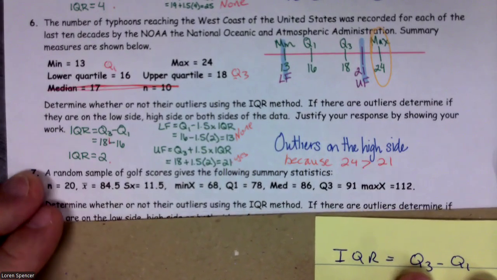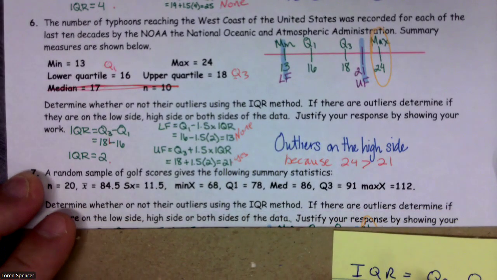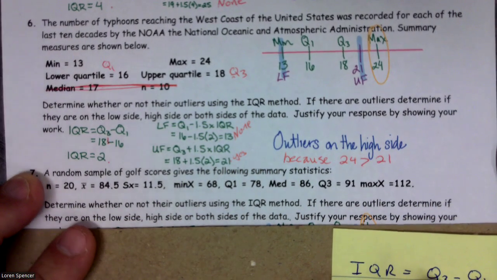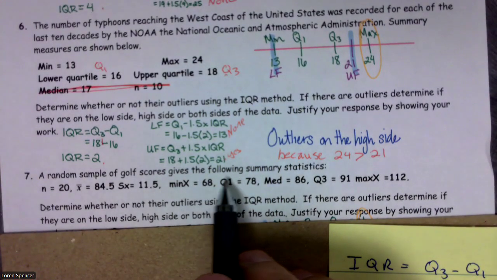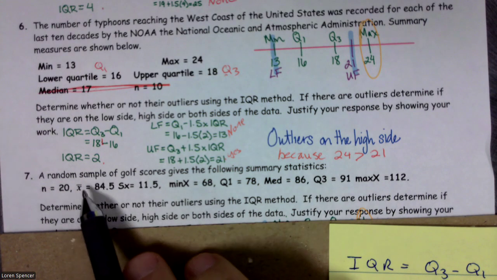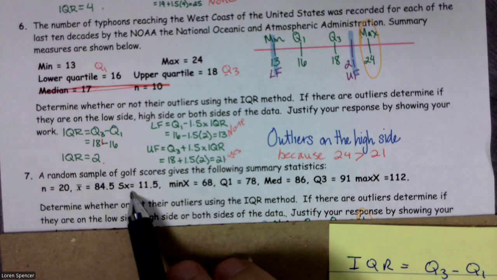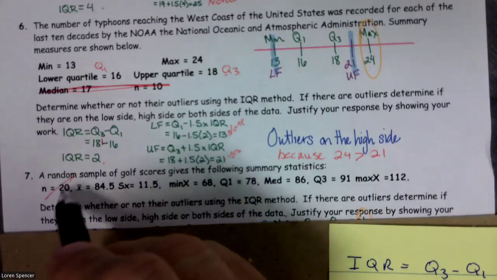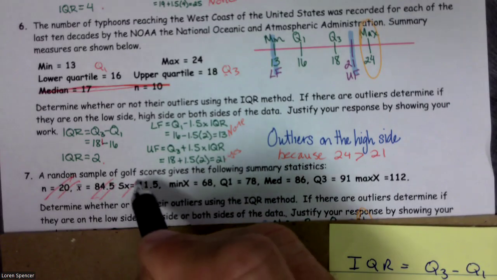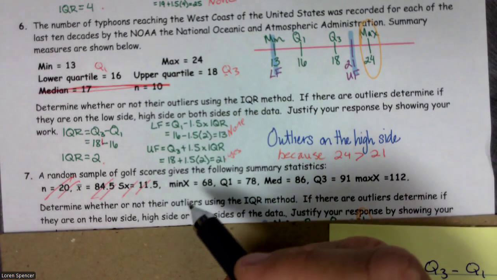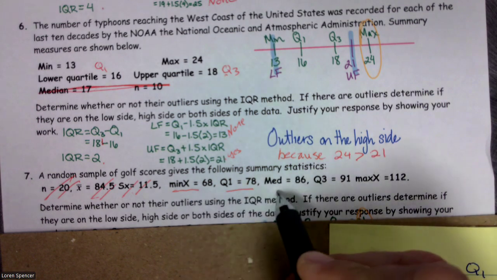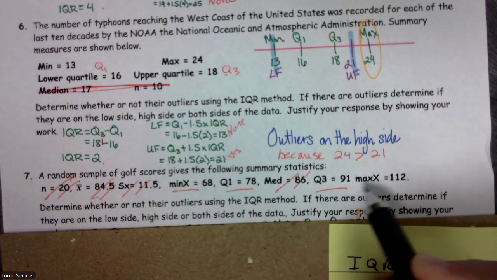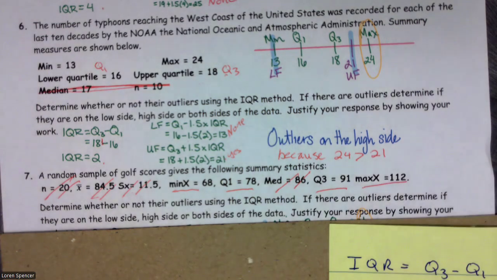Okay, now we have a different way of presenting the data, which is just designed to scare you, but don't be scared. You know how to do it. A random sample of golf scores gives the following summary statistics: our sample size, our average, our standard deviation. We don't need any of this to calculate outliers using the IQR method. We do need the minimum. We do need Q1. We don't need the median. We need Q3 and we need our max value.